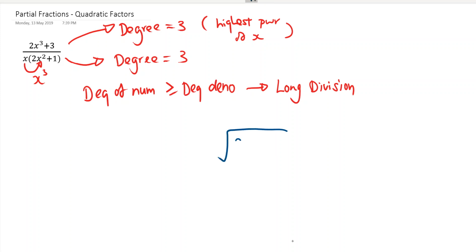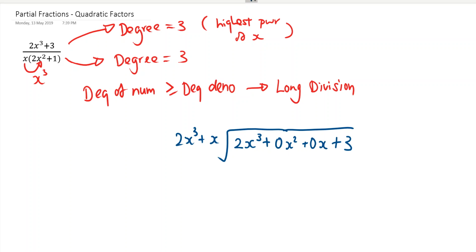We will put 2x cubed plus 3 inside, and on the outside it will be 2x cubed plus x. Actually, this is not a very good way of writing. The better way of writing, which I share with students so as not to be careless, is to always put 0x squared plus 0x plus 3. This would be a better way so that you won't be careless.